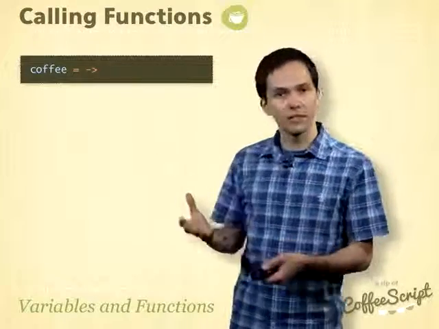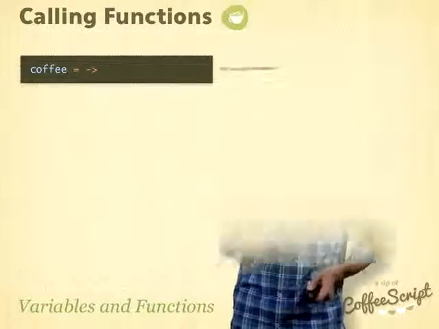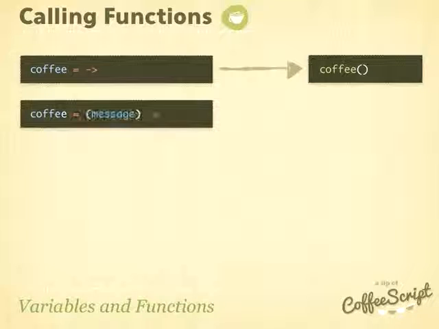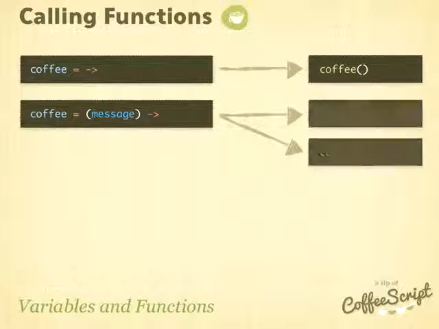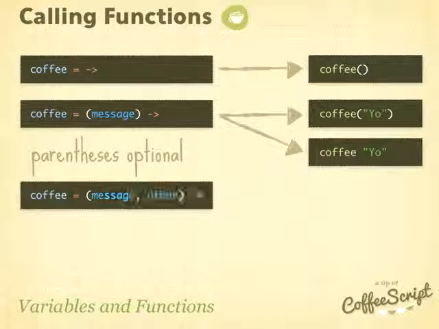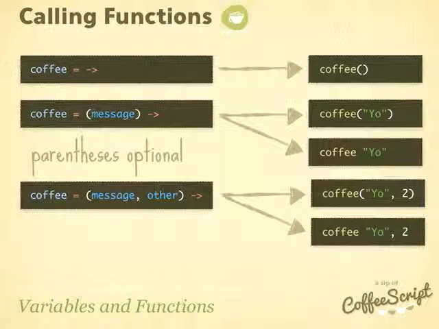Let's talk a little bit about how to call functions in CoffeeScript. So if I have just a single function that doesn't have any parameters, I can call coffee, just like that. If I have a function with one parameter, I can call it with or without the parentheses. The parentheses are optional. If I had two parameters, I could also call it with or without the parentheses.